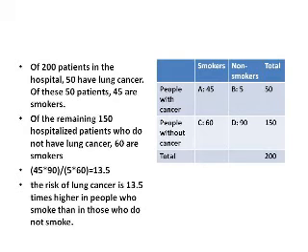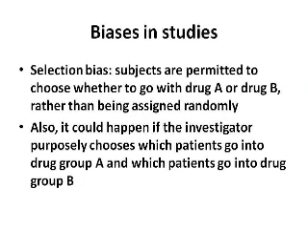Now, when you do many of these studies, there is always a danger of biases, and biases are interfering in the data, maybe unconsciously, but that ultimately influences the results, and it doesn't really show the results as they really are. So there are many types of biases in studies.